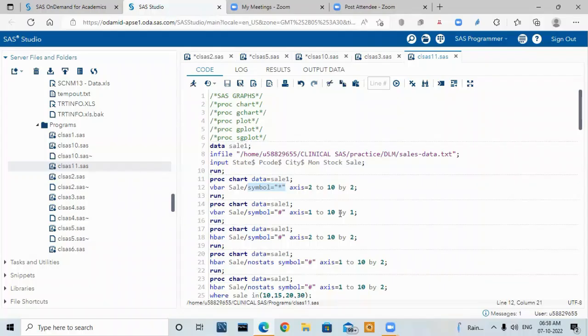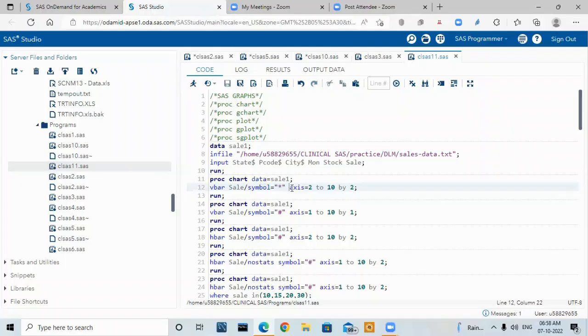And we are having the axis. What is the axis here? Axis is nothing but the x and y axis, right? The axis gives the scale. For example, if you see any graph, there will be an x-axis and a y-axis.